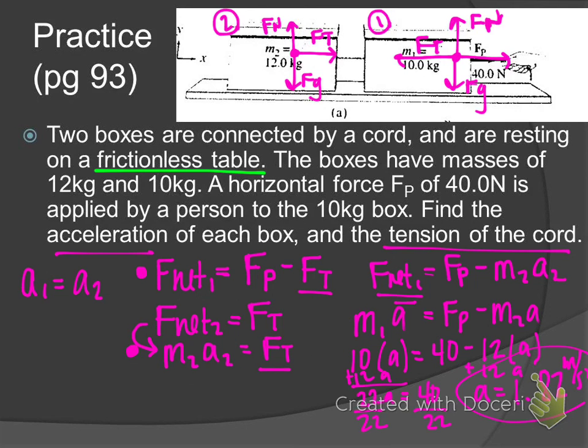What would be probably the easier one to do it with? Yeah, right here, right? Mass times acceleration equals the tension force. So I would take 12 times 1.82 equals our tension force.